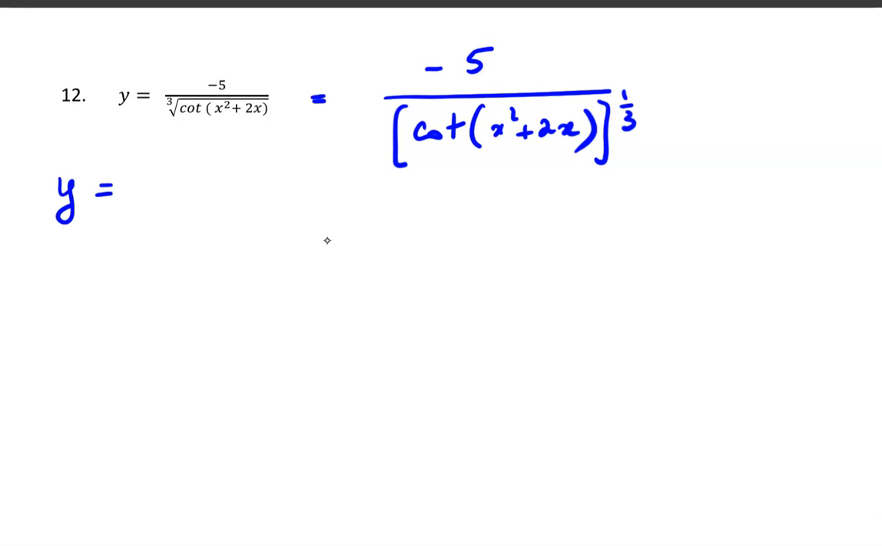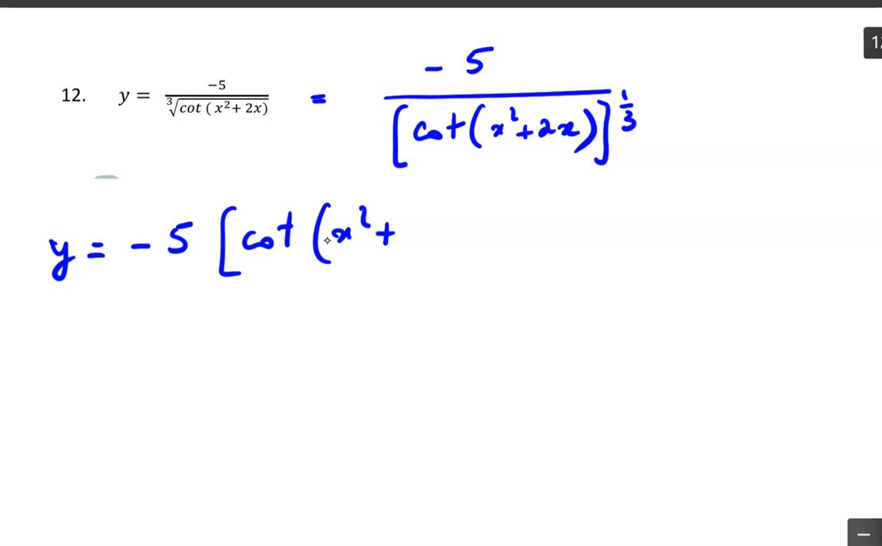What I'm going to ask you to do is write negative 5 times cotangent of x squared plus 2x, all of it in the bracket, raised to the exponent negative 1/3. Let me give myself some room and rewrite this. So y equals negative 5 times cotangent of x squared plus 2x, all of it raised to exponent negative 1/3.